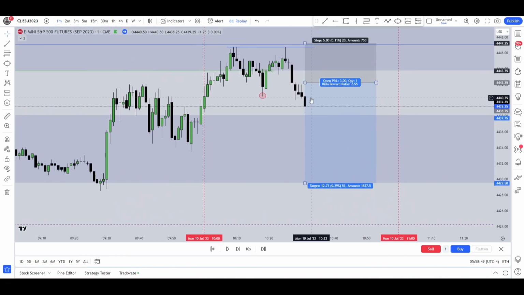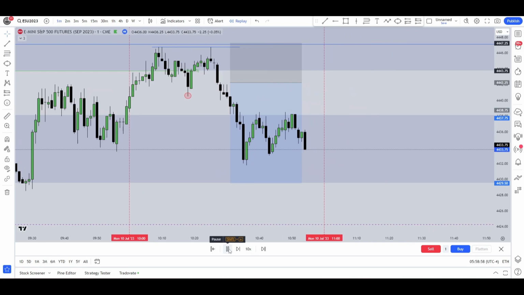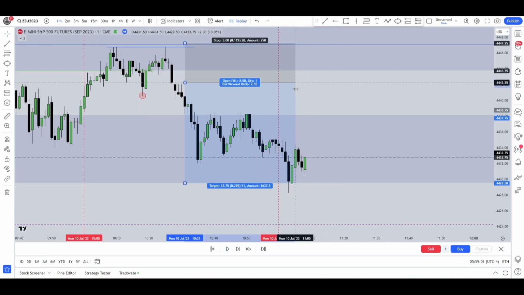And yeah, basically I just wanted it to retrace up to this fair value gap up here before we went further down. But as you can see, it never happened. And we went down and hit TP, but we didn't get filled, so it doesn't really matter.